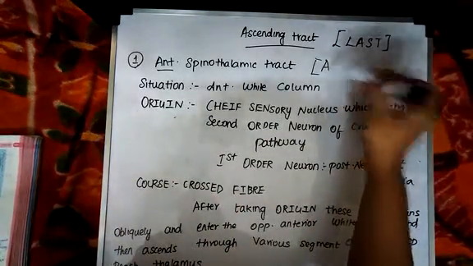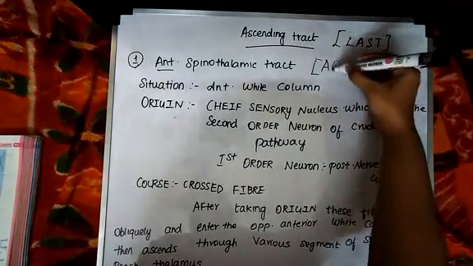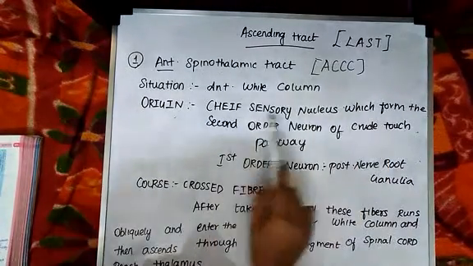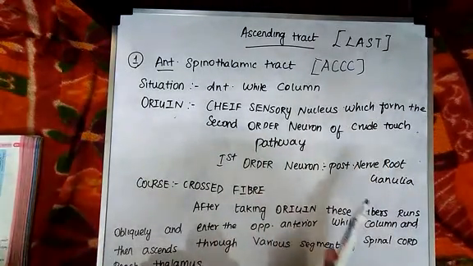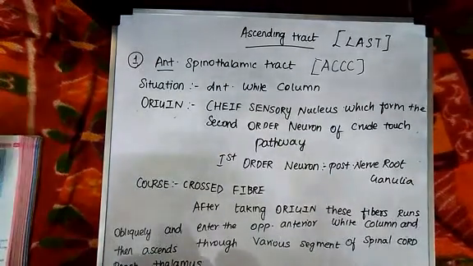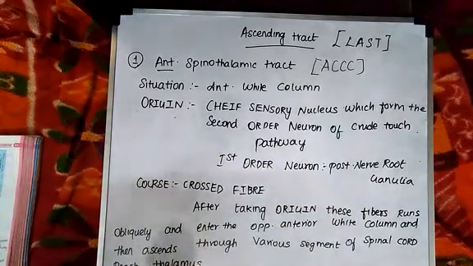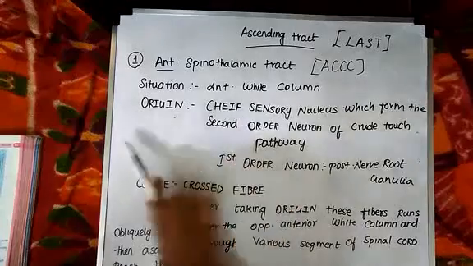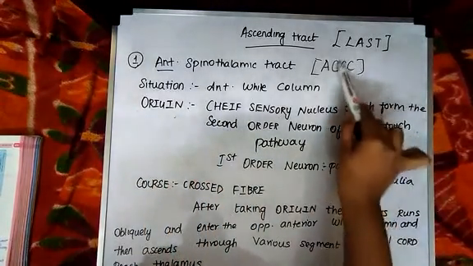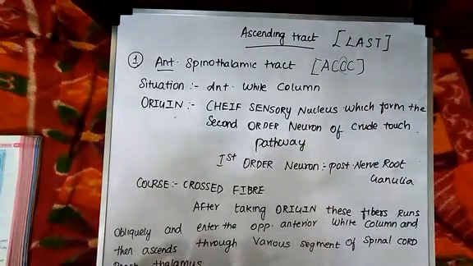I am giving many mnemonics just to help you remember. So anterior spinothalamic tract, that is A, and remember 3C. The first C stands for chief sensory nucleus. Where is it present? It is present in the posterior grey horn. It is one of the nuclei present in the posterior grey horn. So that is where it originates, the chief sensory nucleus. Another C stands for crude touch pathway, which carries the sensation of crude touch.